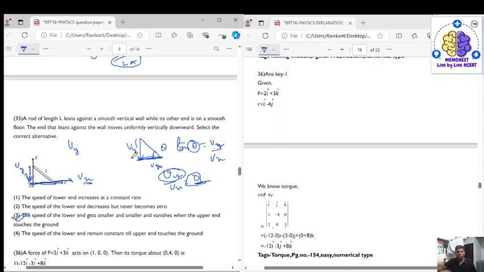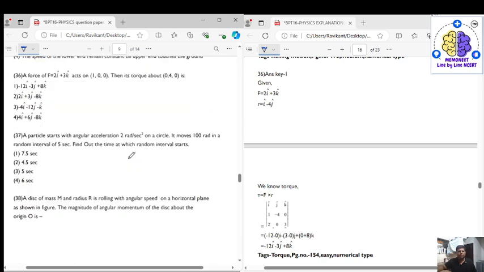Next, question number 36. Question number 36 says that a force equal to 2 i cap plus 3 k cap acts on the point 1, 0, 0, then the torque about this point. So this is the point 0, 4, 0, and the force is acting on this point, right? So this is the F vector and this will be your R vector.